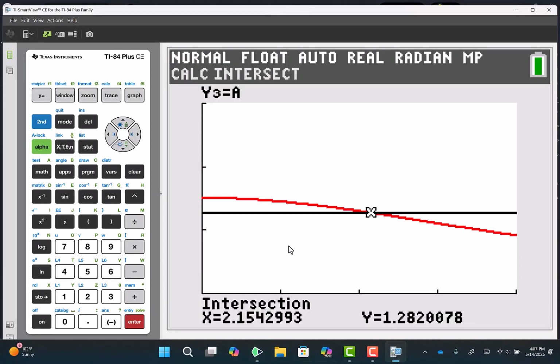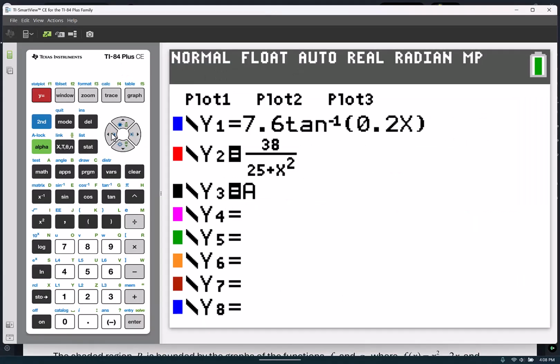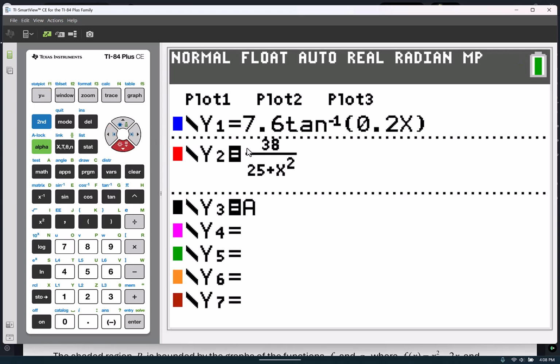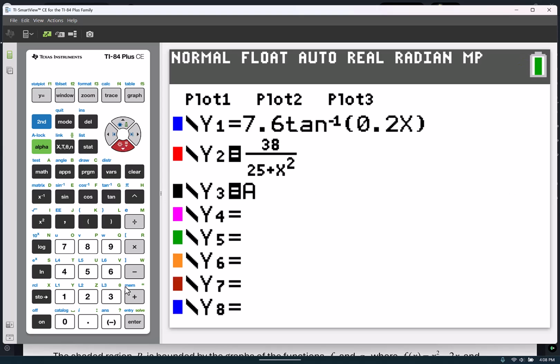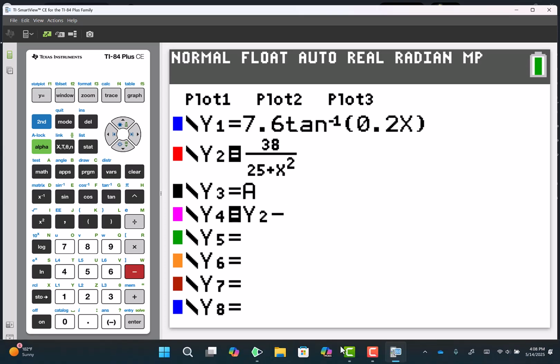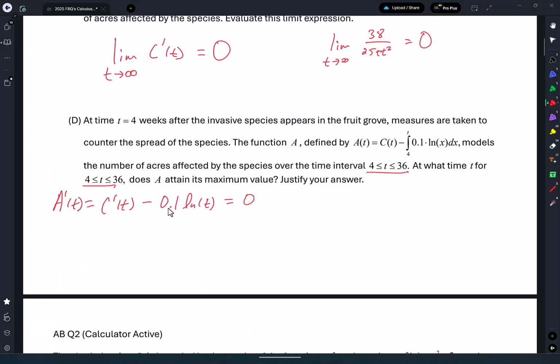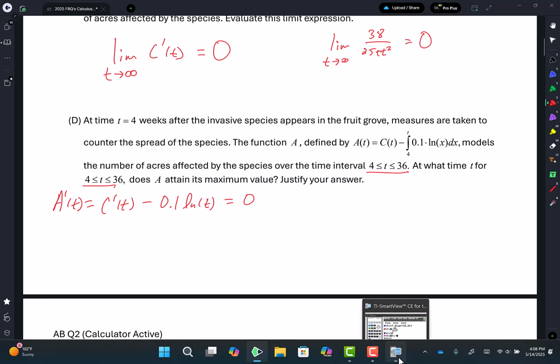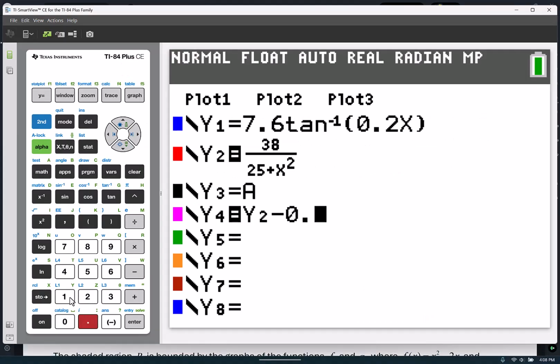I'm going to go to my calculator, to y equals. I'm going to turn off y1 because that was C. I'm going to go to y2, that's your C prime. I'm going to turn off y3. And I'm going to go to y4, and I'm going to type y2, so that's my C prime, minus, and then I'm going to type in 0.1 ln of x. Are we still okay?